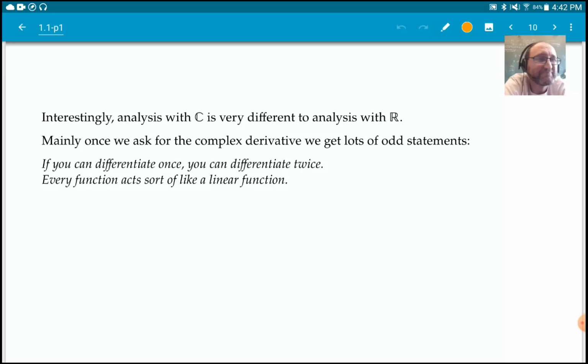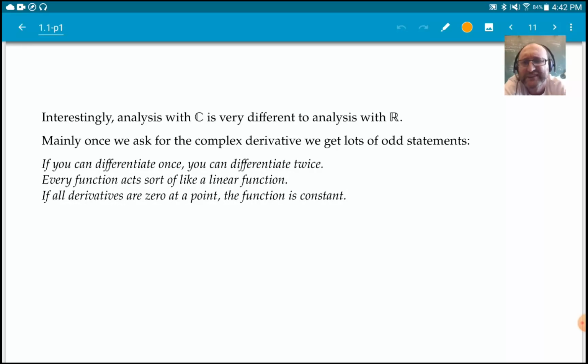Every function kind of acts like a linear function. See that it's like, for example, there are no maxima. If all derivatives are 0 at a point, the function is constant. Okay, this one might not seem as weird, but it's not true if you're just looking at even infinitely differentiable real functions. And we get lots of other similar statements.